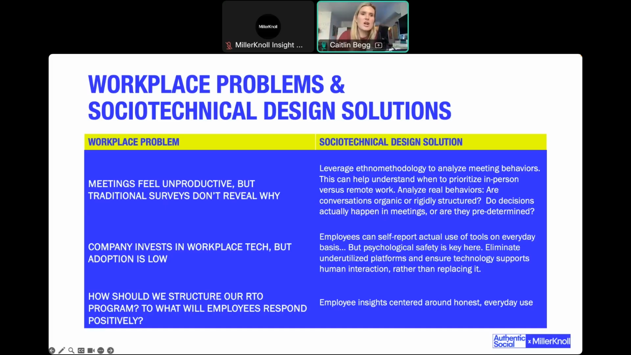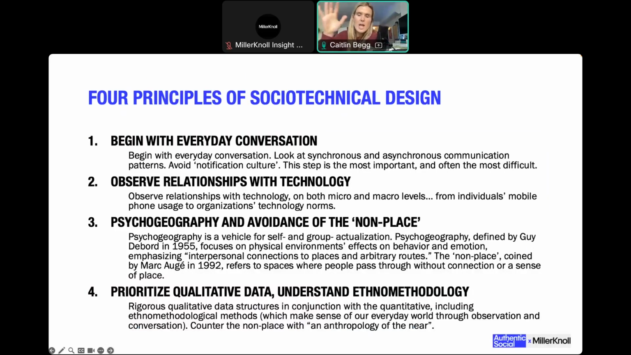And how can we structure our return to office program to what employees will respond positively to? So having employee insights centered around this honest everyday use is very important. And all of this flows, right? So we're first looking at everyday conversation and trying to avoid this notification culture, understanding the way that people communicate and how this might differ from organization to organization.